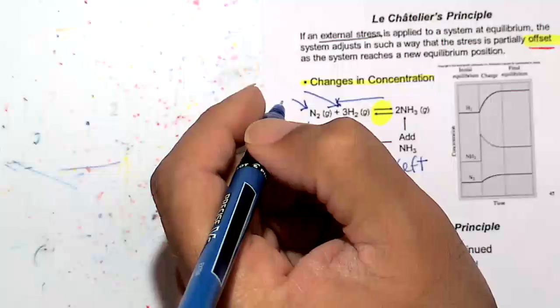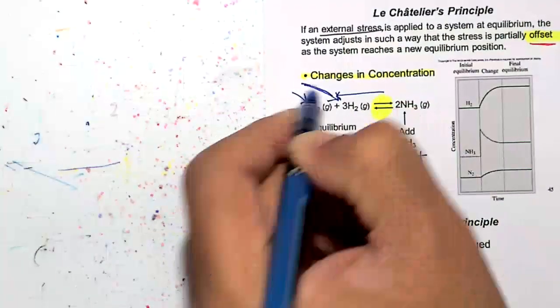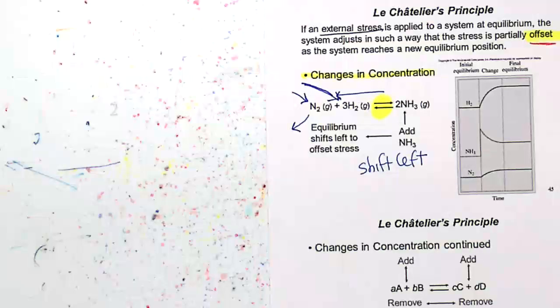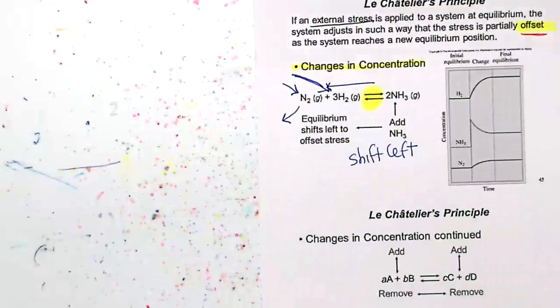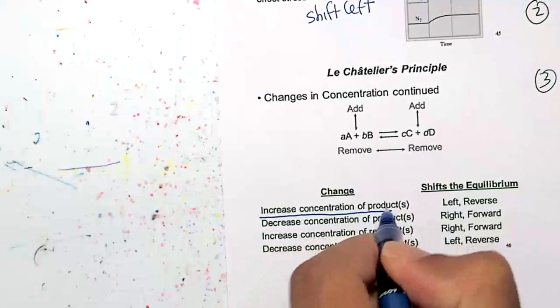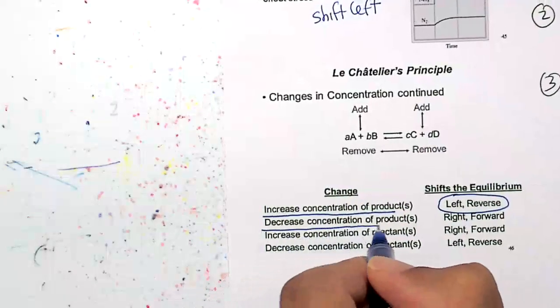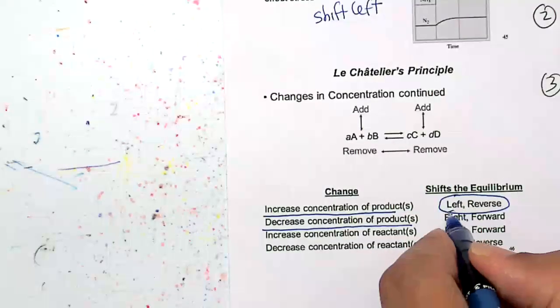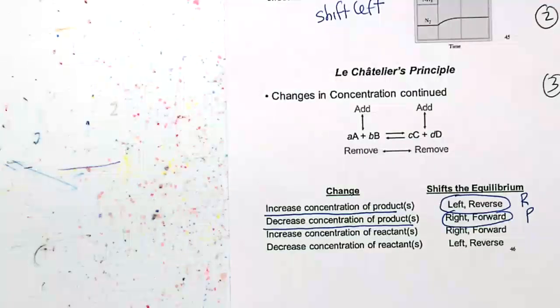Okay, what happens if I add H2? Where will it shift? To the right or left? If you add reactant H2, it's going to shift to the right. Okay. If you remove H2, where will it shift? Left. Okay. So if you increase the concentration of the products, it's going to shift to the reactant side. If you decrease the concentration of the products, it's going to shift back to the product side. It's pretty straightforward. Okay, don't overthink it.